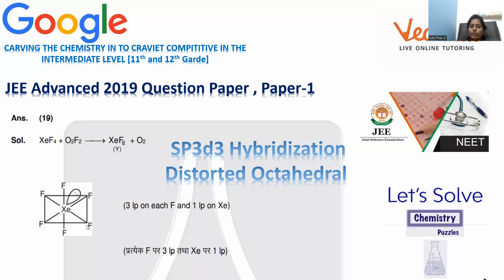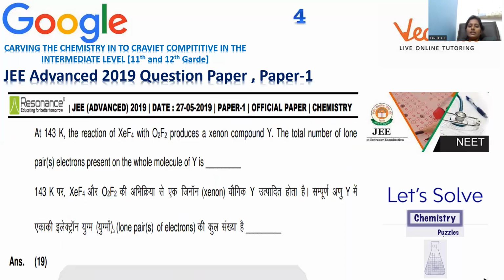We counted individual electrons also, but whatever they are asking, that only we have to answer: the total number of lone pairs. How many are there? 6 fluorines are there, each accompanied with 3 lone pairs. 3 multiplied with 6 fluorine atoms, so 6 3s plus 1. Total 19 it will be, right? This is the way you can answer the question. For question number 4, 19 will be the correct answer.